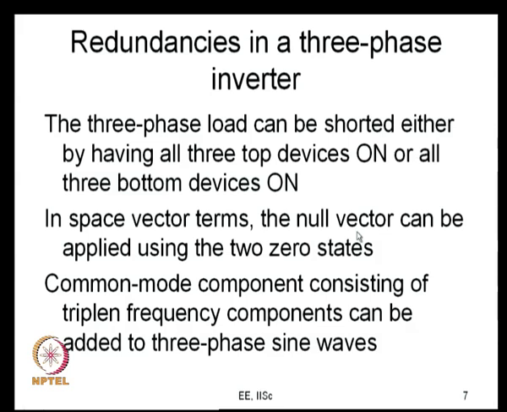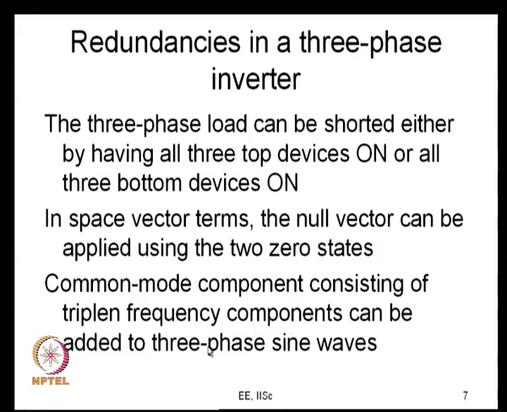It is another way of saying that you can add a common mode component to the 3 phase sine waves. You have 3 phase sine waves and you can add some common mode component to them, and this common mode component should consist of triplen frequency components. We have seen some examples of this earlier.